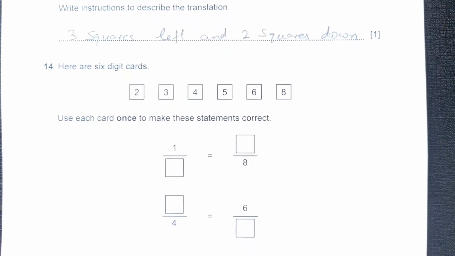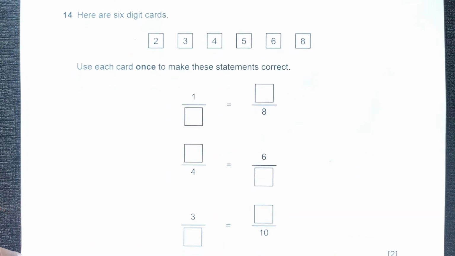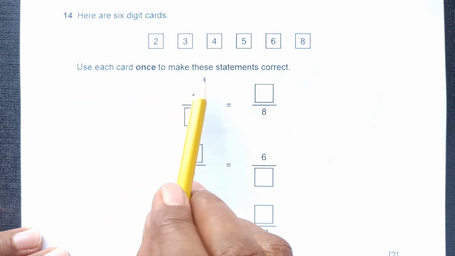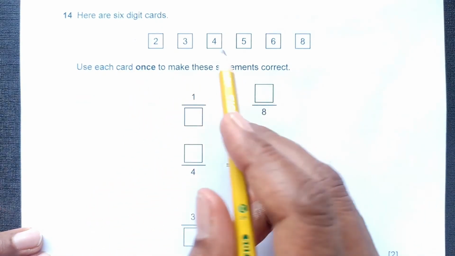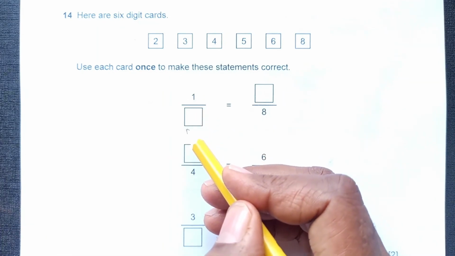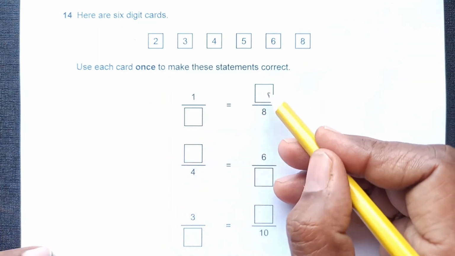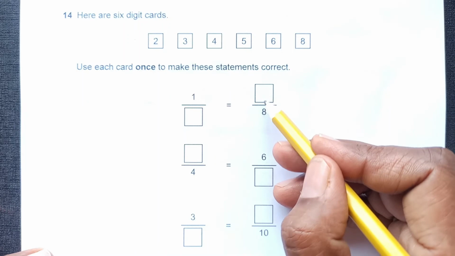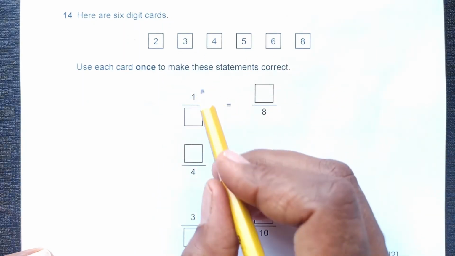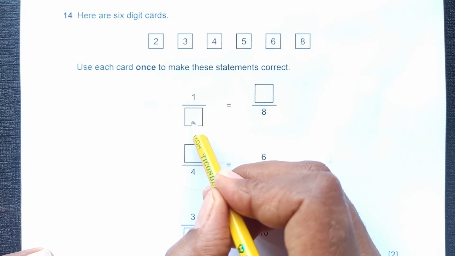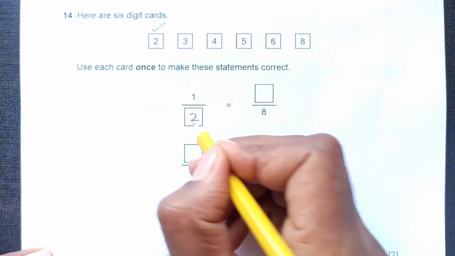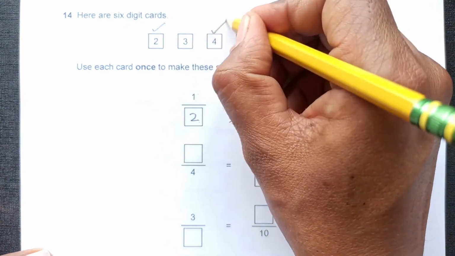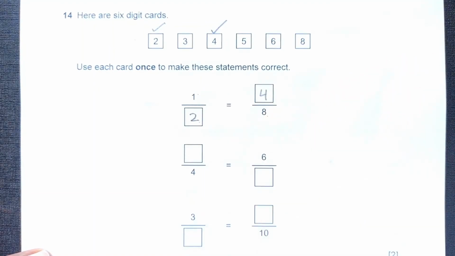Now number 14. Here are 6 digit cards. Use each card once to make these statements correct. So we have to use out of this. This is 1 over something. We can have anything here out of these numbers. So we need to choose. If I choose 2 here, that means half. So half of 2 is 1, and half of 8 is 4. So we can choose here 4. 4 over 8 will give you 1 over 2.